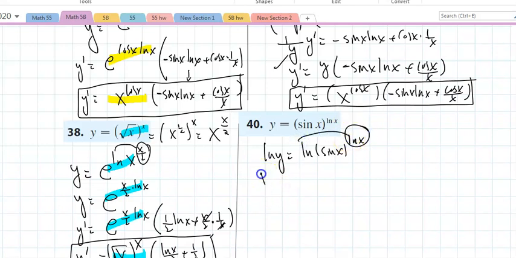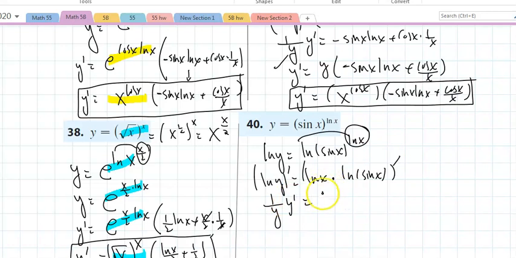Bring that up front. Natural log of y will equal natural log of x times natural log of the sine of x. And if I take a derivative of both sides, I will get 1 over y times y prime, equaling, product rule, 1 over x times natural log of the sine of x plus natural log of x times 1 over the sine of x by the chain rule times the derivative of sine, which is cosine.